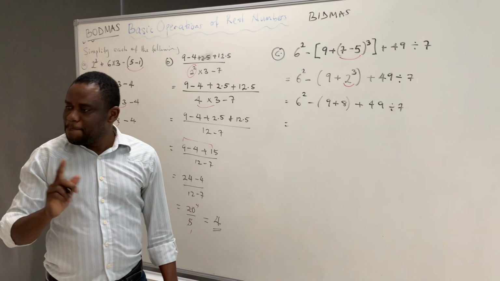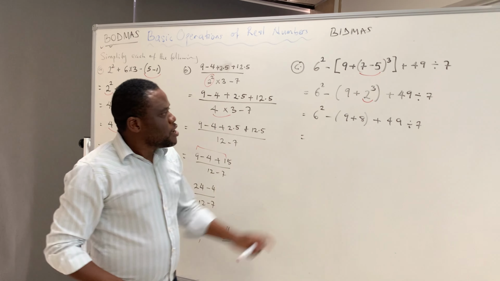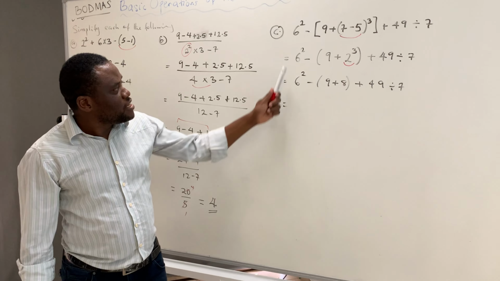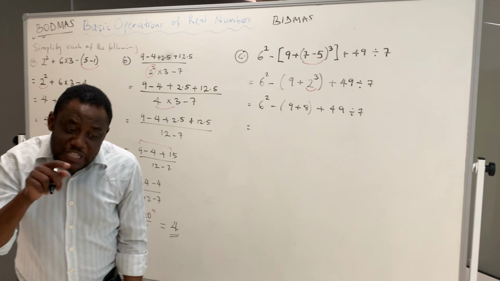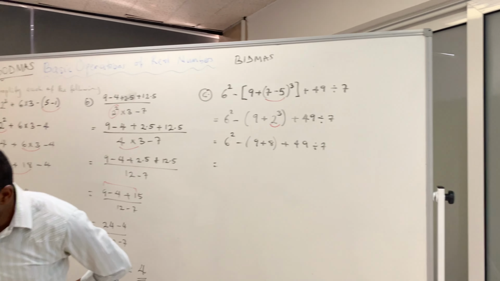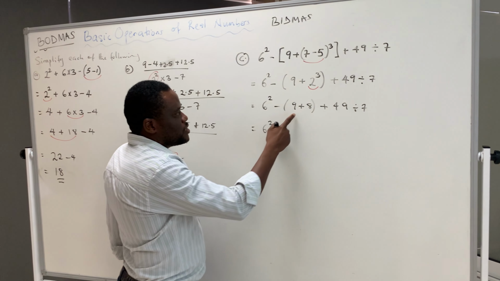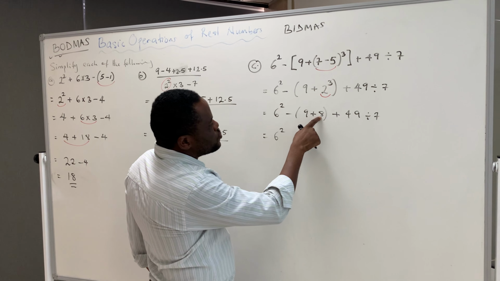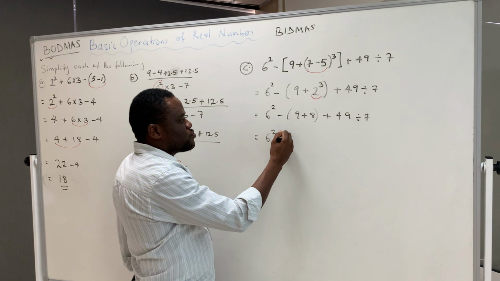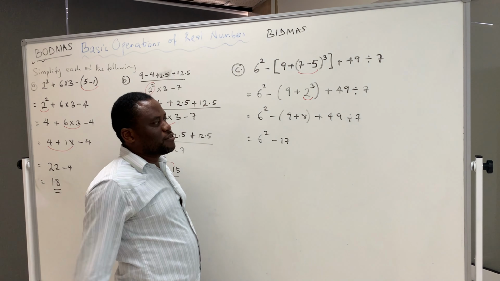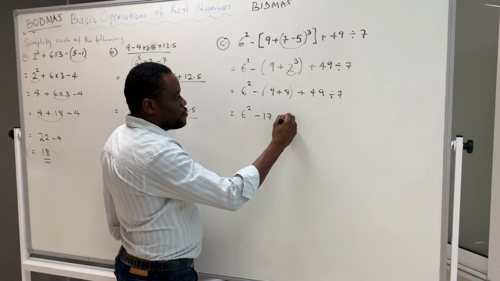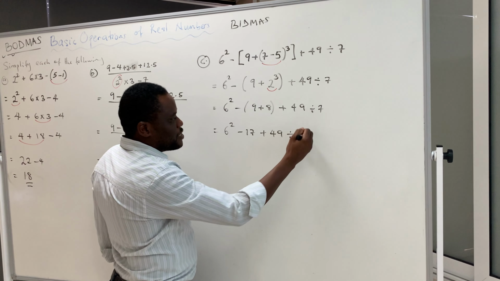Break it down step by step. No rushing. I still have parentheses. I have to finish that parentheses first before I can go outside. That is it. So we have 6 squared. Now, 9 plus 8 will give us what? 17. Plus 49 divided by 7.